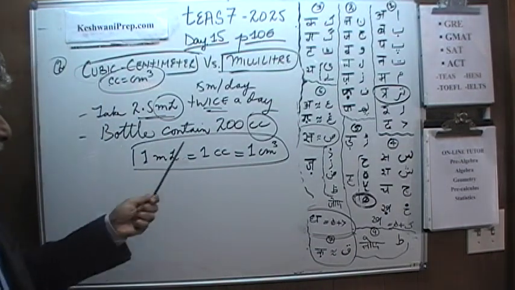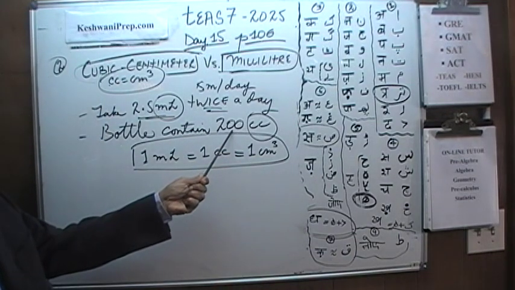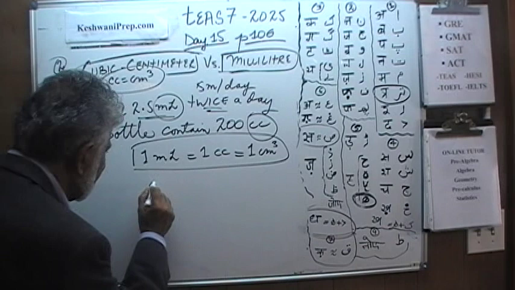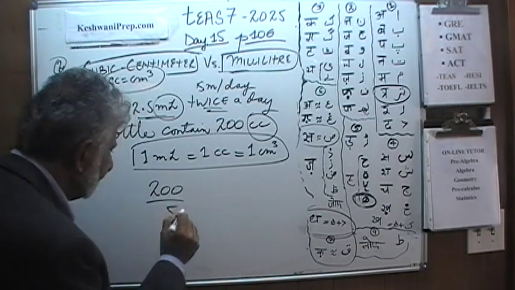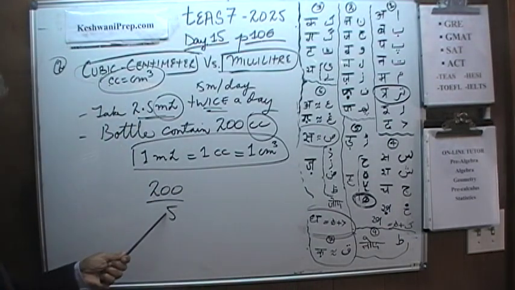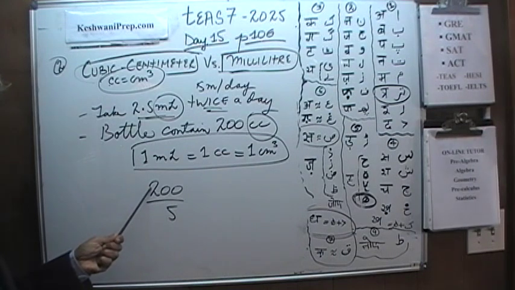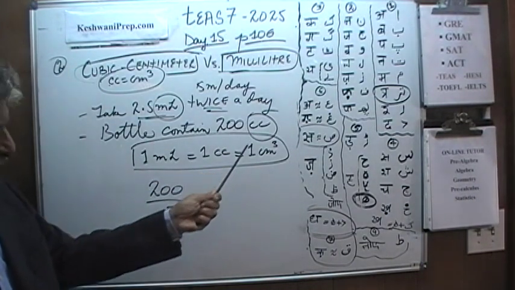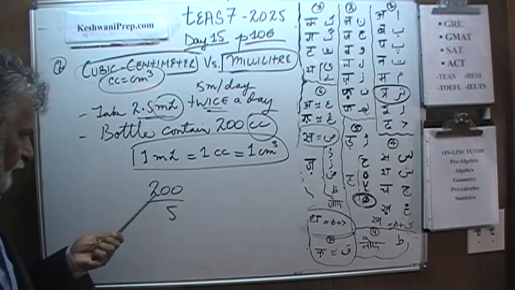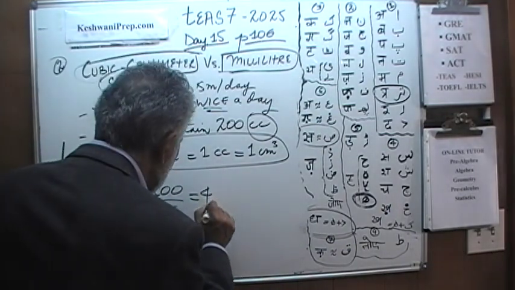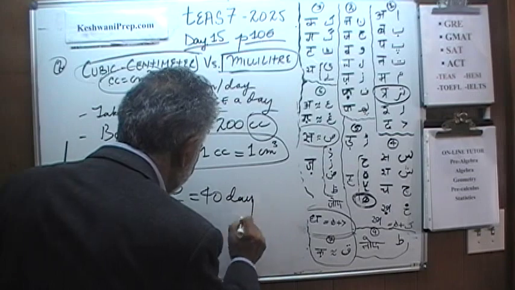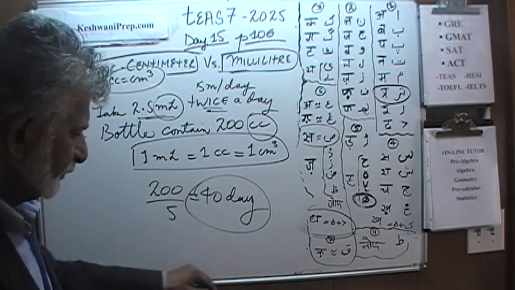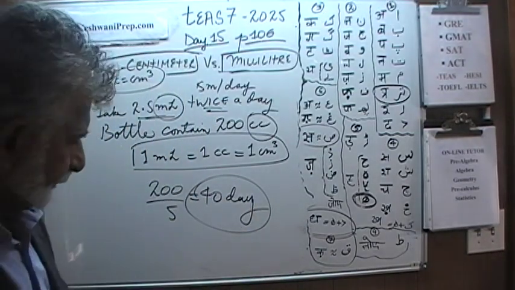And the bottle contains 200 cc. So all we have to do is divide 200 by 5, because we're supposed to take 5 milliliter per day. It contains 200 cubic centimeter, which is 200 milliliter. Therefore, 200 divided by 5 is going to last us 40 days. The bottle is going to last us 40 days, and that's all they wanted to know.